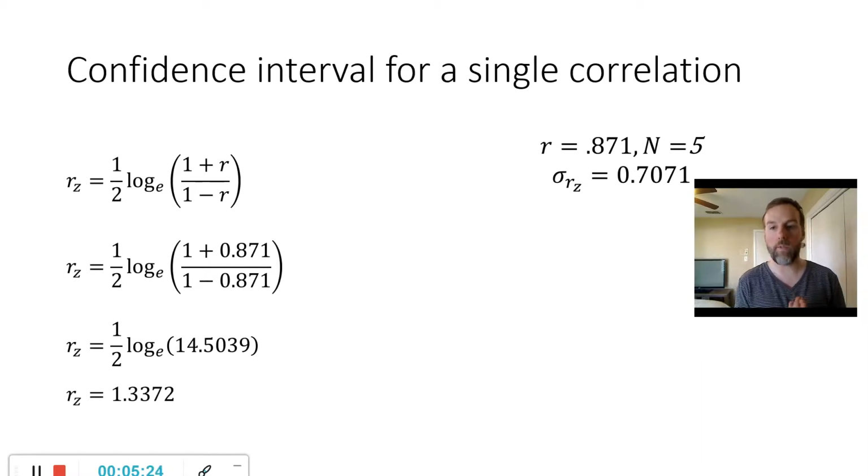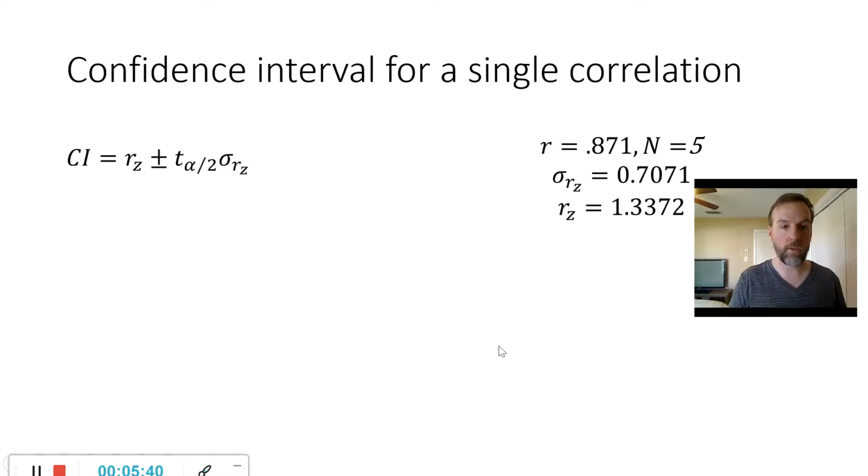So our R value is about 0.7, and what we would expect, because it's larger than 0.5, remember that green line was getting bigger, so the R sub z value should be a bit bigger than 0.7, and it is. It's about 1.3. So we've got everything now to calculate our confidence interval.